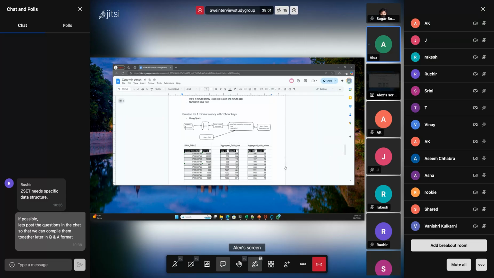Okay, this is very simple, I think, right? So let's take questions about Spark at the end, and move to count-min sketch.